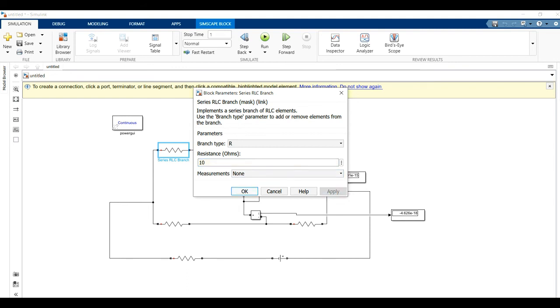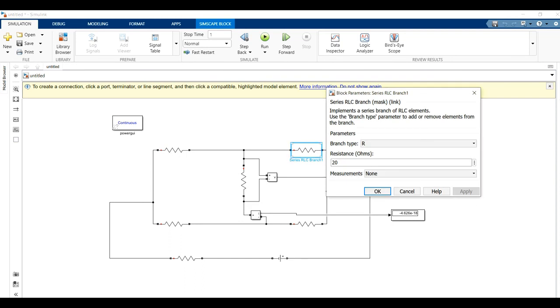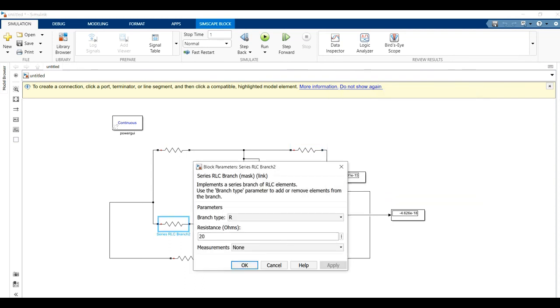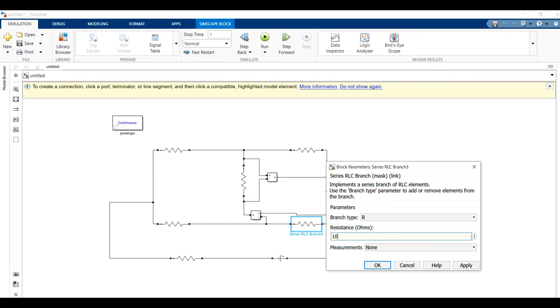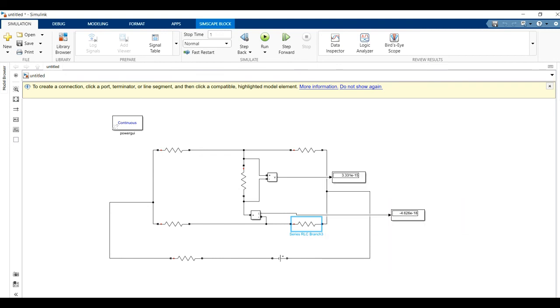Now let's just take the resistance 10 ohms. R1 is 10 ohms, R2 is equal to 10 ohm, R3 is equal to 10 ohm, and R4 is 10 ohm. Now run the system, and see whether we are getting the current value 0 or not. Finally we got the current value as 0, so the bridge is balanced.